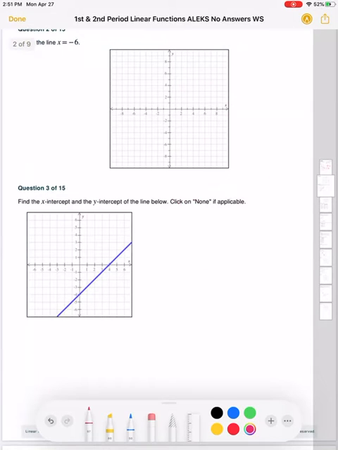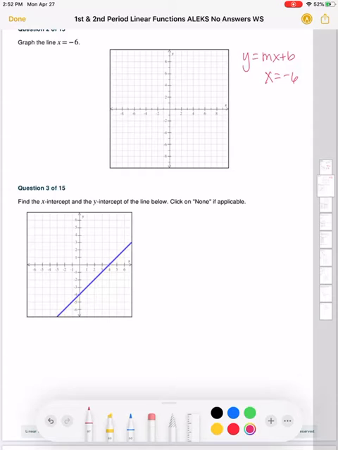Then let's go ahead and jump to page 2. It tells us that we are looking at graphing a line that says x equals -6. So if you look at that, there is no y equals mx plus b, because there's no y and there's no b. All we have is x equals -6.